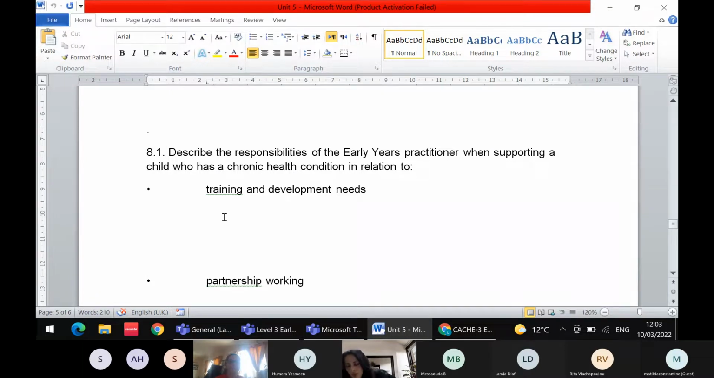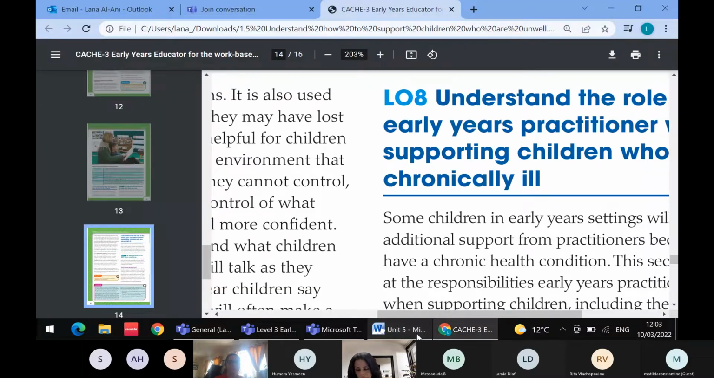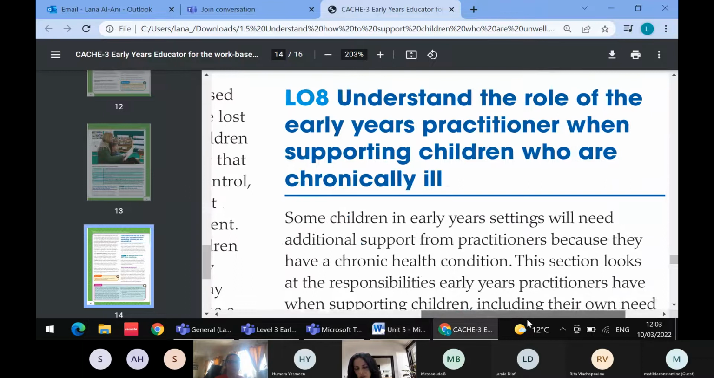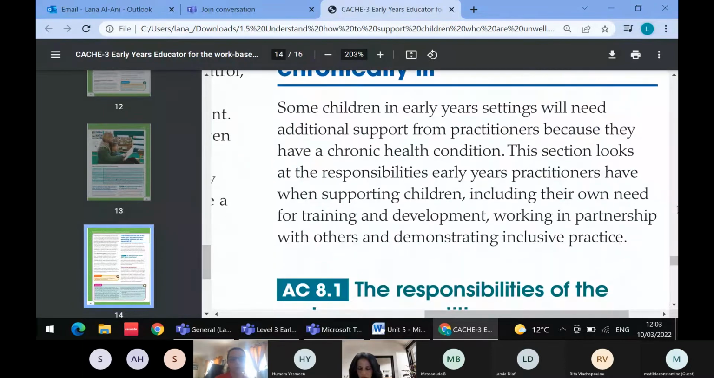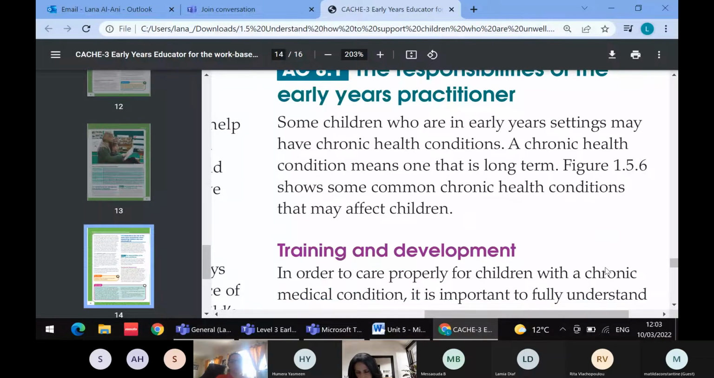So what's your role as a practitioner if the child has got a long illness? What would you do? We have to follow what the doctor recommends for the sickness. Yes, very good. We need some training.